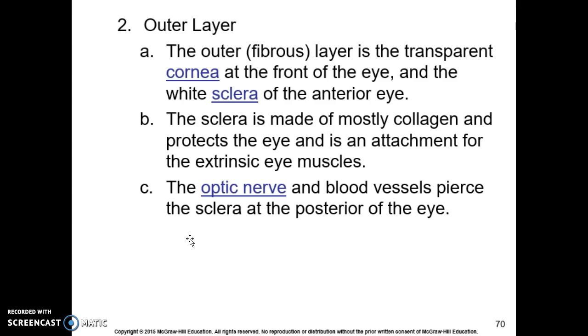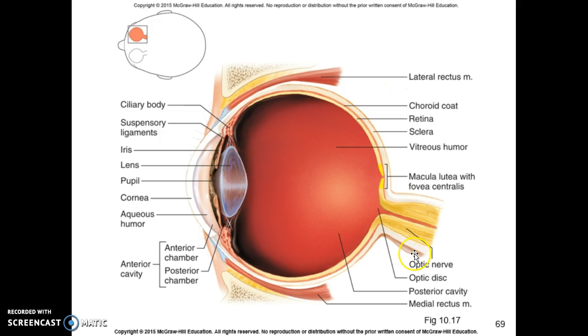All right, sclera is mostly collagen, which is a tough tissue. It's an attachment for your eye muscles, and the optic nerve comes out of the back, which is what carries vision to your brain. All right, so this is the optic nerve right here, and the optic disc is right in the center where it exits.